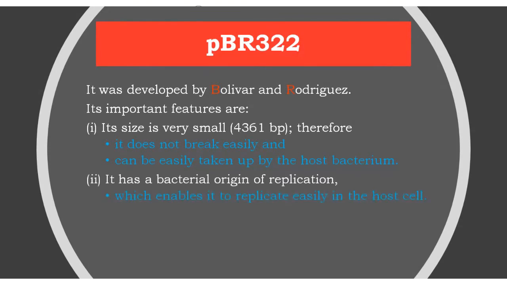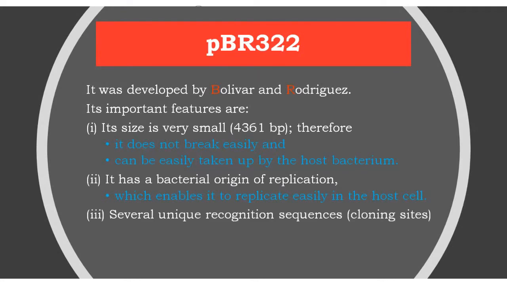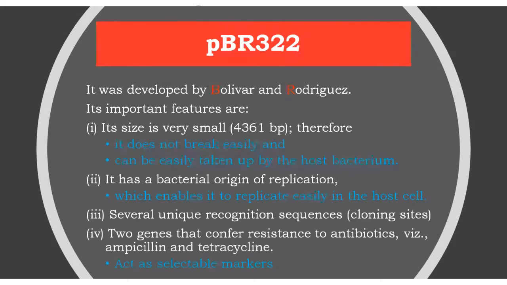Second point, it has a bacterial origin of replication, which makes it easy for the foreign DNA to replicate along with this plasmid. And it has many unique recognition sites for different restriction enzymes. And as a selectable marker, there are two genes. One we write as AMPR and the other one we write as TETR. It stands for ampicillin resistance and tetracycline resistance. So these provide resistance against antibiotics so that the host can be selected.